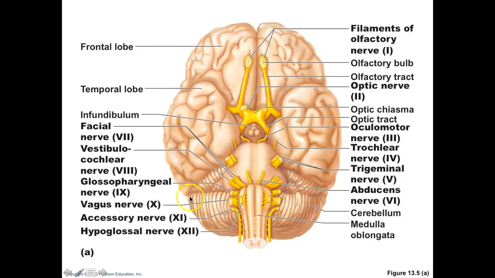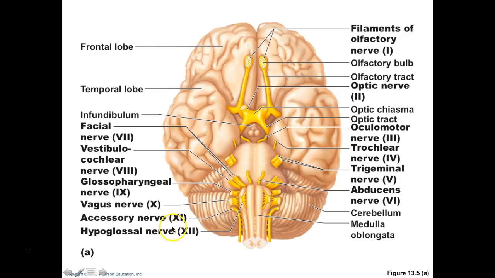Next we have vagus, and vagus is the longest of all of our cranial nerves. This one travels from this medulla all the way down through our thorax and through our abdomen, because it's going to have parasympathetic innervation to our thoracic and abdominal organs. So for example, our heart or the stomach.